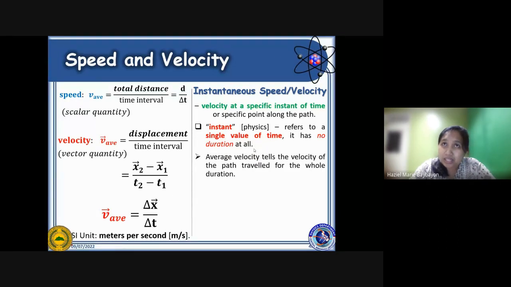By the way, what is read on the speedometer of vehicles, class, is the instantaneous speed. Okay?